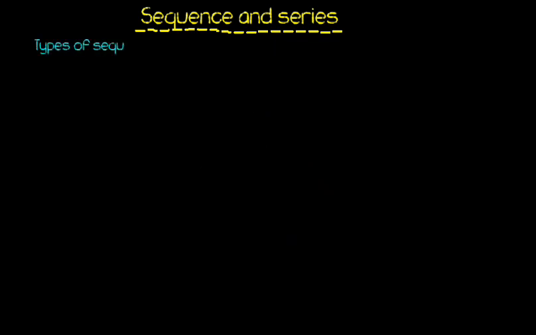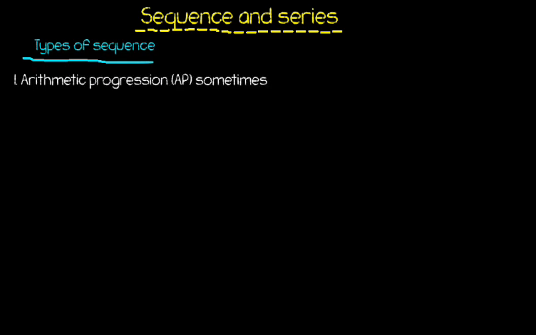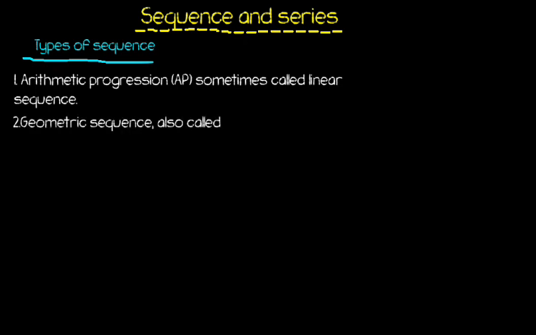So let's continue with the types of sequence. The first type of sequence that we have is the arithmetic progression, sometimes called the linear sequence. And the second one is the geometric progression or the geometric sequence, also called the exponential sequence.